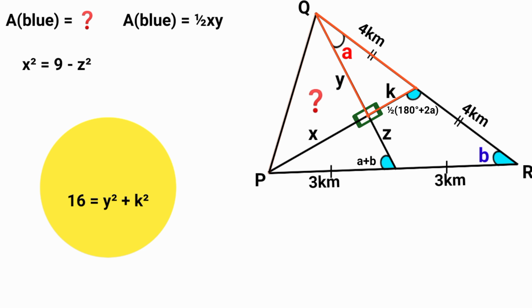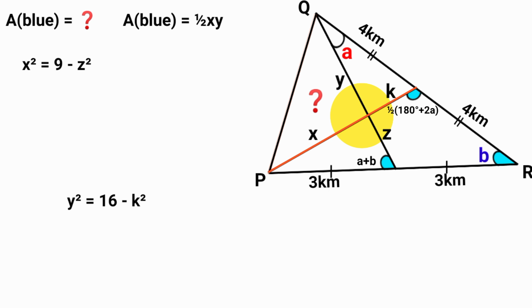Take k squared to the left. So 16 minus k squared equal to y squared, meaning y squared equal to 16 minus k squared. Now look at this line here. It bisects this side QR. That means it is a median of triangle PQR. And similarly, this side bisects this side PR. Therefore, it is also a median of triangle PQR.